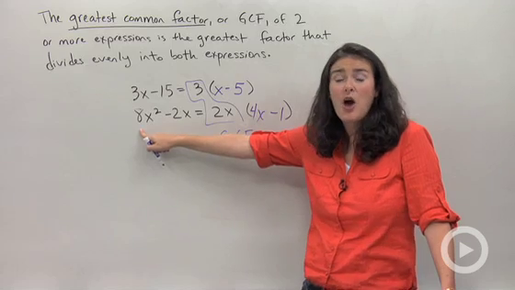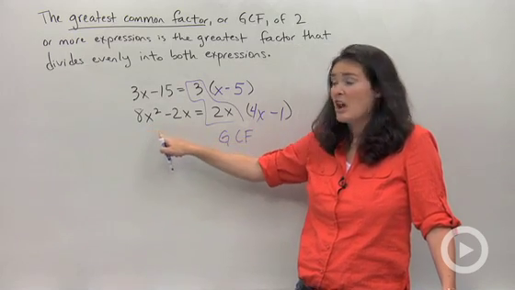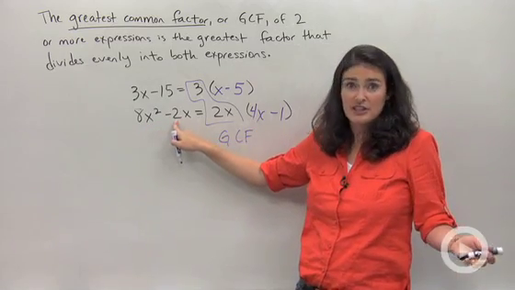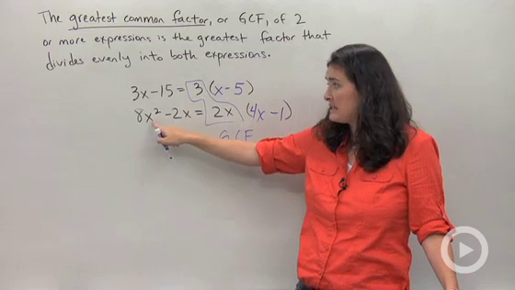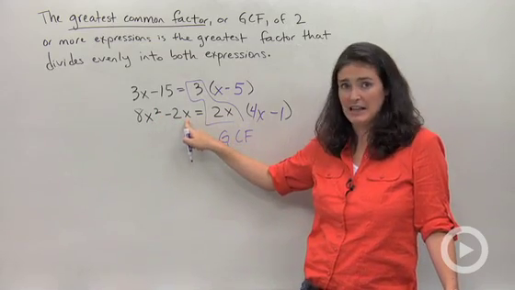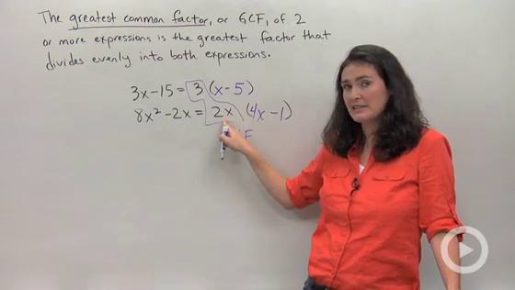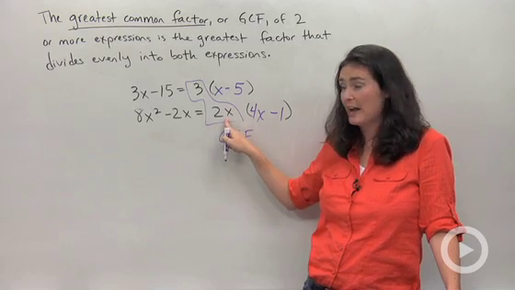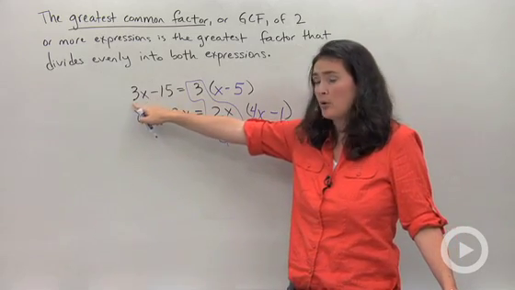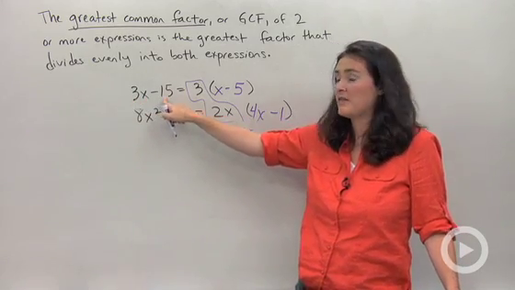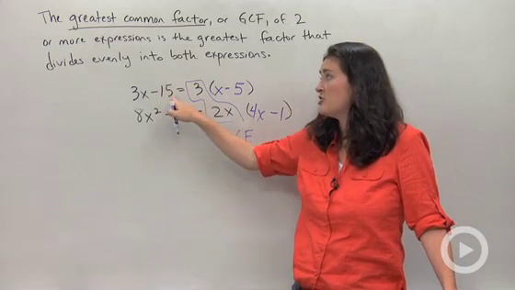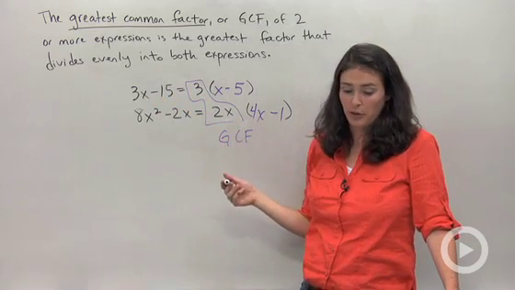A lot of times this isn't given to you, but if you can look at these original problems and think, okay, what multiplies into 8 and also multiplies into 2? That's going to be 2. What multiplies into x squared and also multiplies into x? That's going to be 1x. That's how I got 2 times 1x. Same thing here. What number multiplies into 3 and 15, or negative 15? That's the 3. And I don't have an x term that goes into both of those.